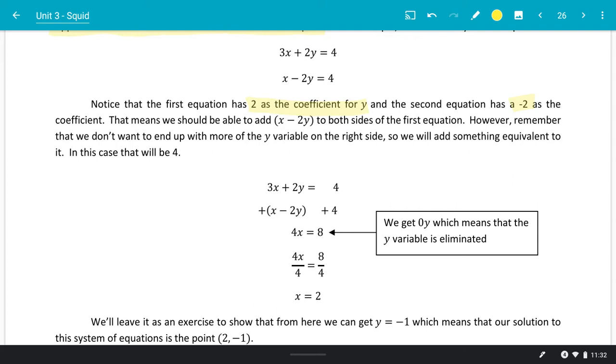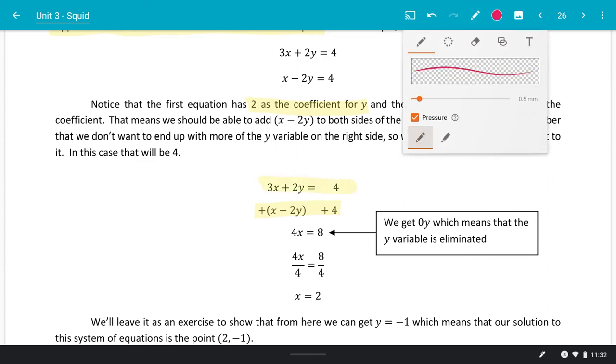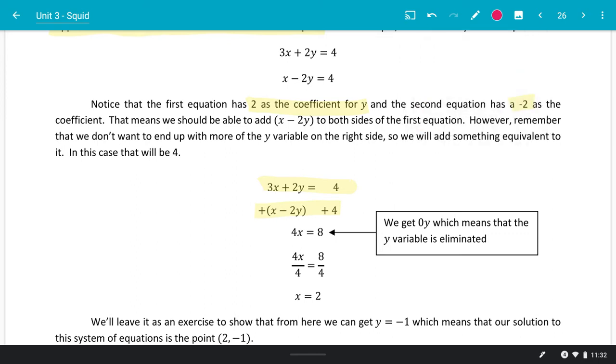This means that we're adding x minus 2y to the first equation. Remember, we don't want to add more of the y variable on the right side, so we add something equivalent to it. In this case, it would be 4. So basically, we're just adding this equation to that one. Okay, when that happens, 3x plus 1x is 4x, and the y's cancel. And then 4 plus 4 is 8.